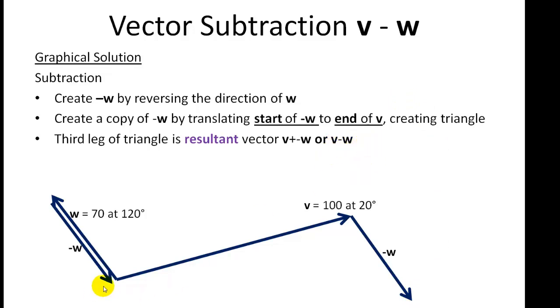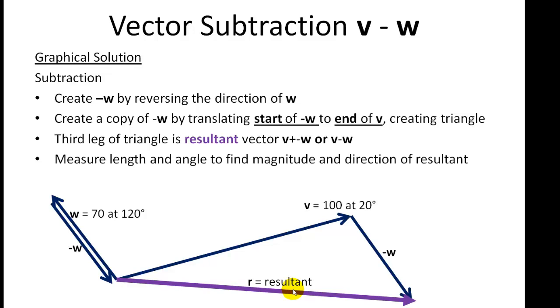And the third leg of the triangle that's formed by v and negative w is the resultant vector of v minus w. And again, if we want to find the magnitude and direction of that resultant vector, we're going to measure the length and use a protractor or some other device to measure the angle that it forms. So that's how you do graphical vector subtraction and addition.